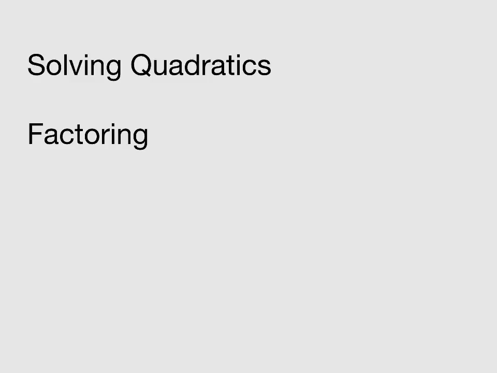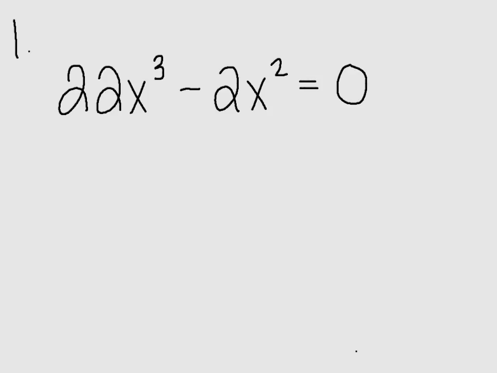This is the last type of solving quadratics by factoring that we're going to do. Here's your first problem: 22x cubed minus 2x squared equals 0. For solving quadratics by factoring, your problem always needs to be equal to 0, which here it already is, so I can move to my next step.